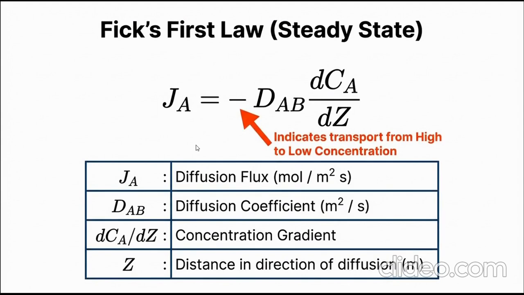Fick's first law of diffusion. For a system at steady state, we utilize Fick's first law. It defines the molar flux JA as product of diffusivity and negative concentration gradient. This mathematical relationship confirms that a species will spontaneously diffuse from a region of high chemical potential to a region of low chemical potential to achieve a thermodynamic equilibrium.